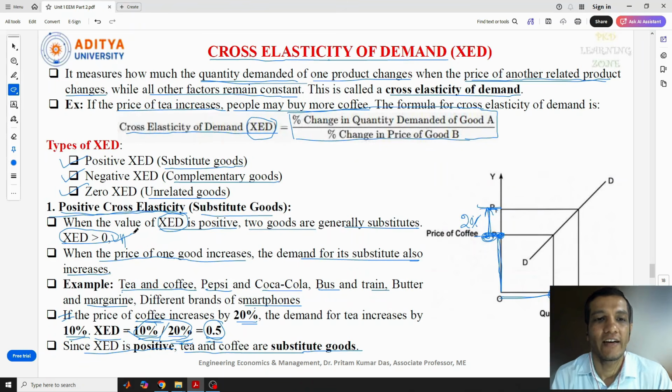So these are the three different types of cross elasticity of demand. I hope you understand this lecture.